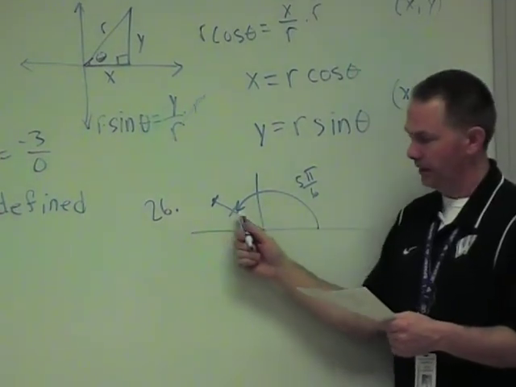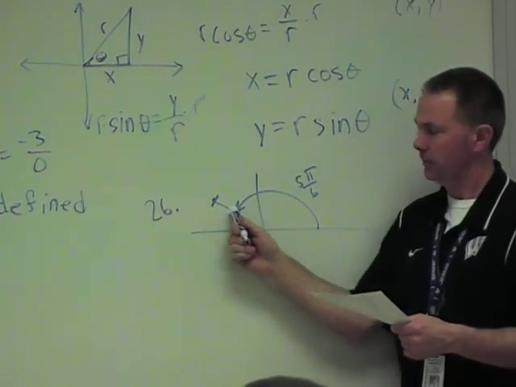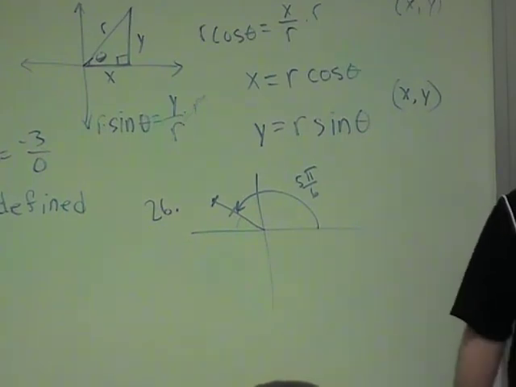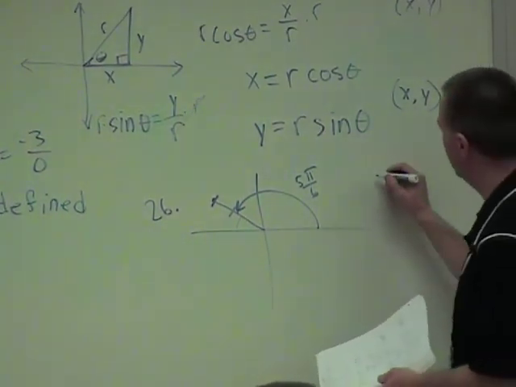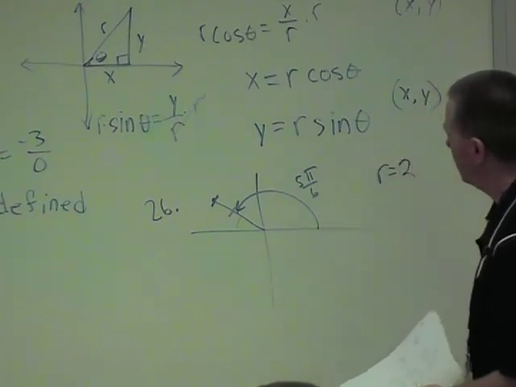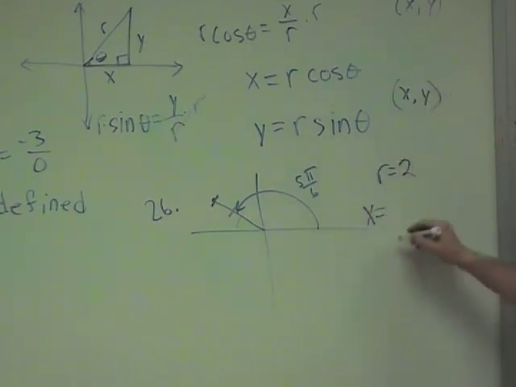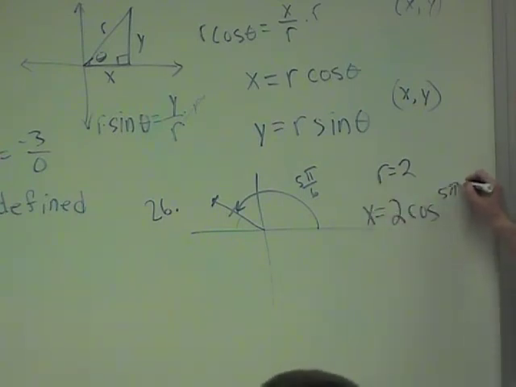What is my radius? Hash marks count. How many hash marks are there? 2. And my radius is 2. Now, how do I get x? By taking the radius times the cosine of 5 pi over 6.